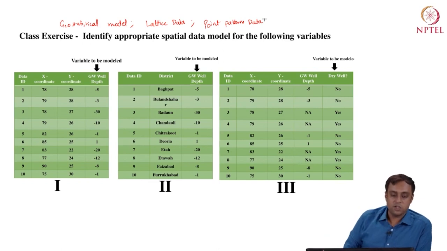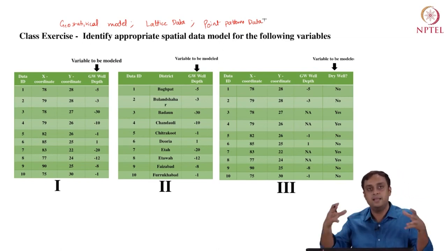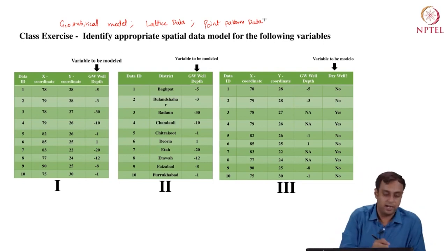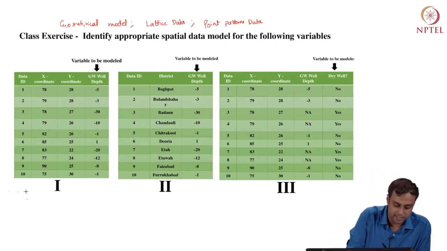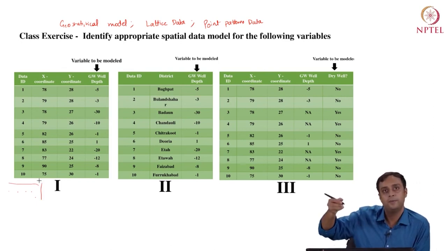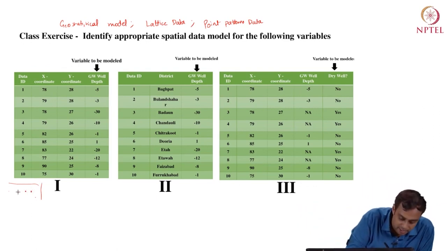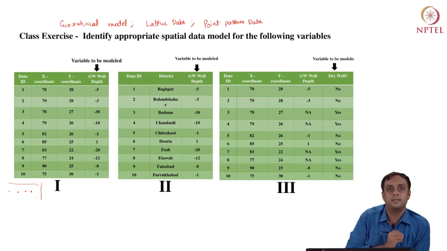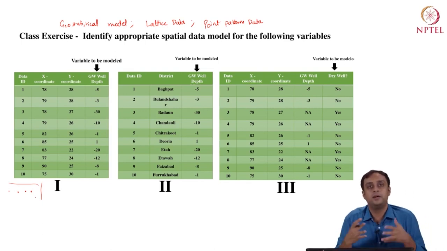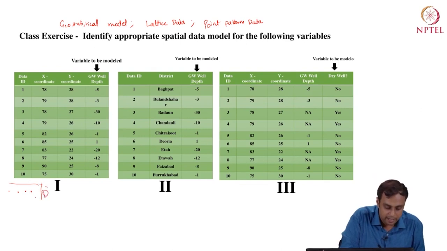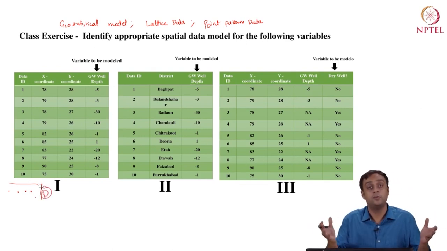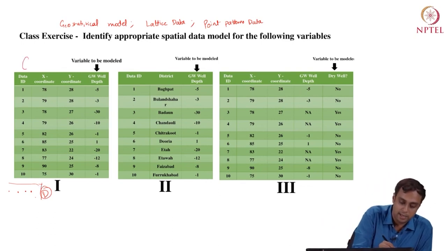So, quite clearly, the first one is different wells with coordinates in a domain, right? So there are 10 wells, 1, 2, 3, 4, 5, 6, 7, 8, 9, 10. They are going to be in a domain, and I am observing certain groundwater level depth. Now, of course, groundwater is going to be everywhere. I'm only able to dig 10 wells and observe values at those wells. So this is a clear case where the domain D itself is a continuum. So this first example is the case of the geostatistical data.